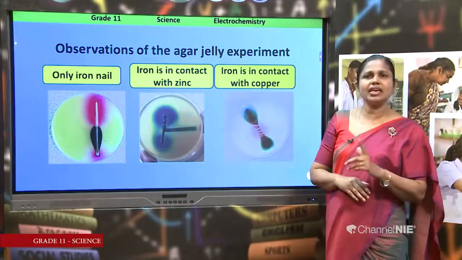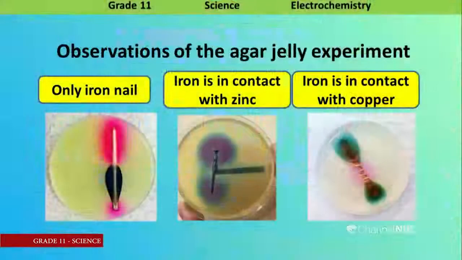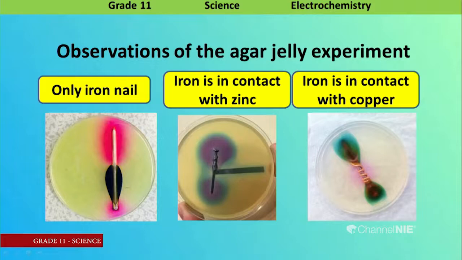This is the agar jelly practical. See, when only the iron nail is placed in this agar jelly, around one part of the iron nail, pink color has appeared. At the bottom part, dark blue color has appeared. That means in the dark blue area, ferrous ions must be available. That means iron has oxidized. In the pink area, hydroxyl ions must be available. That means a reduction reaction has taken place in that particular area.